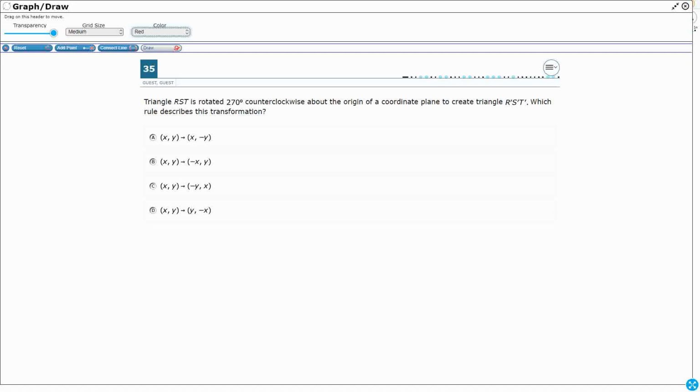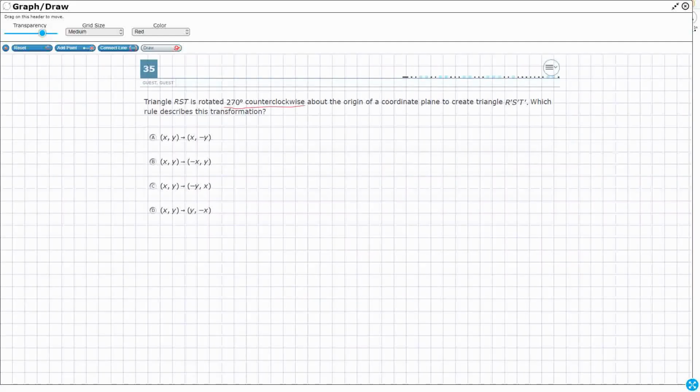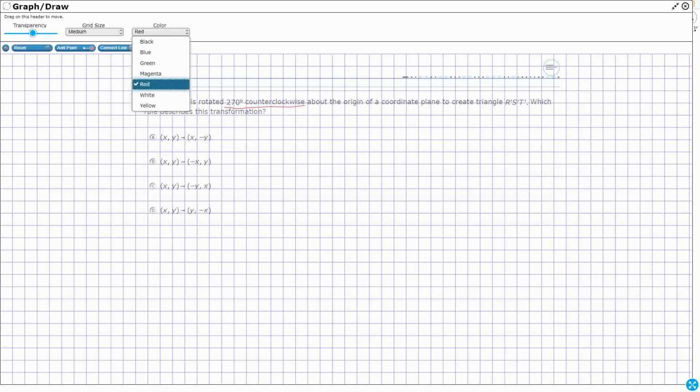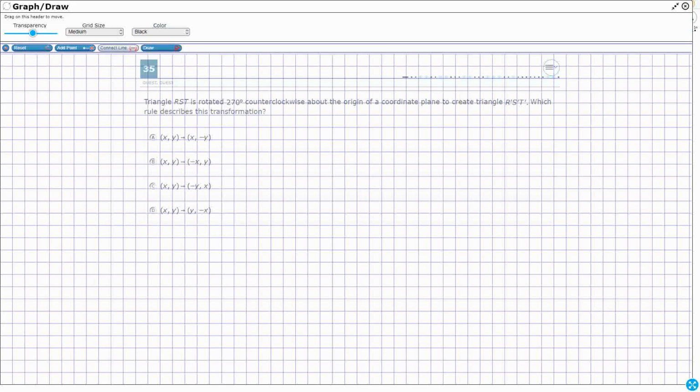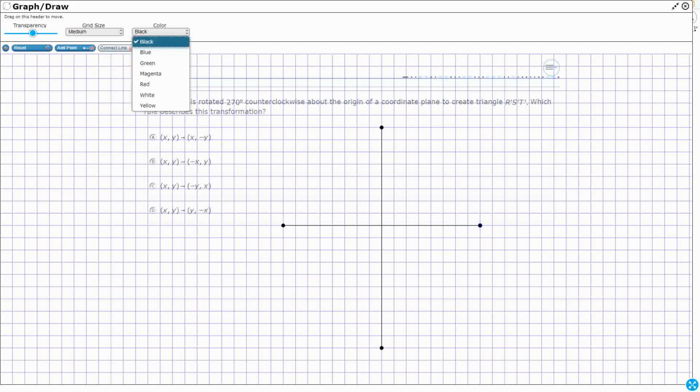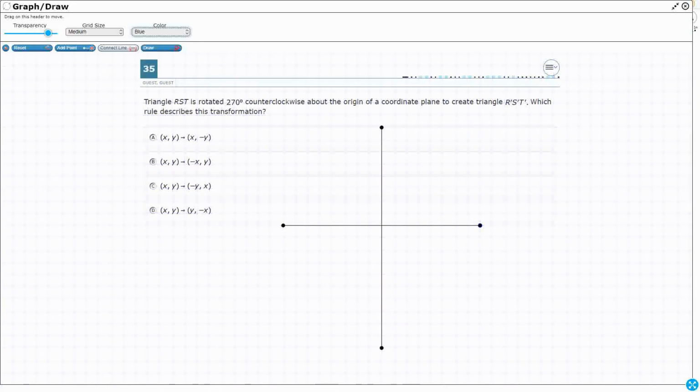All right, so we've got triangle RST, and it is rotated 270 degrees counterclockwise. So we have this grid feature here. Let's use it. What I want to do is make a coordinate grid. Let's use the connect line feature, make it a little bit straighter. There we go. All right, so I'm going to make a coordinate grid here, and let's draw a shape. I'm going to make it a triangle, a right triangle, and we'll just put it right up here.